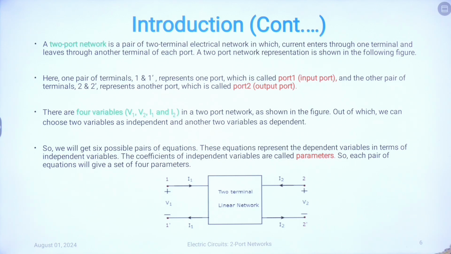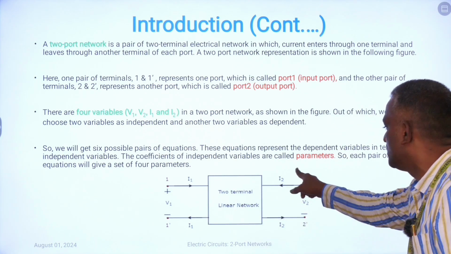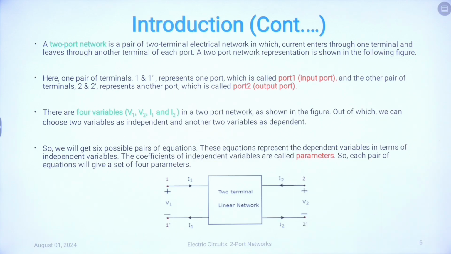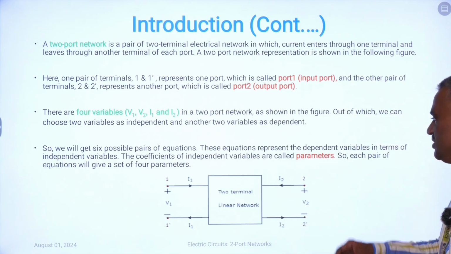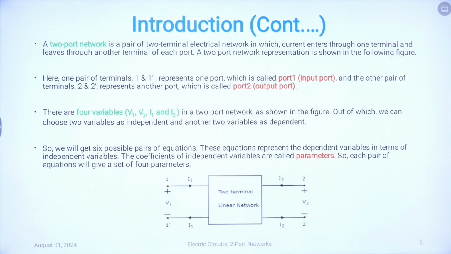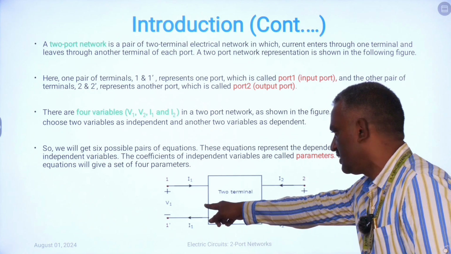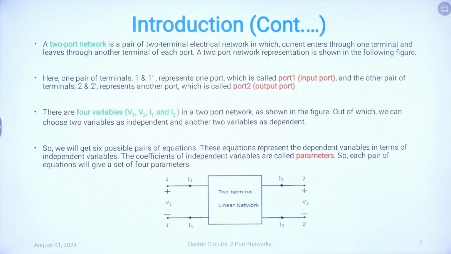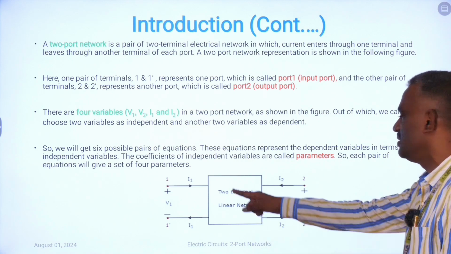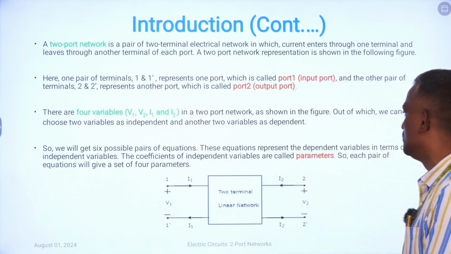This one will be called port 1 and this one will be called port 2, right? Port 1 will have a voltage V1 and port 2 will have voltage V2. Then what about the current? You have one current I1 for port 1 and another current I2 for the other port. So you will have totally four variables here: V1, V2, I1, I2.